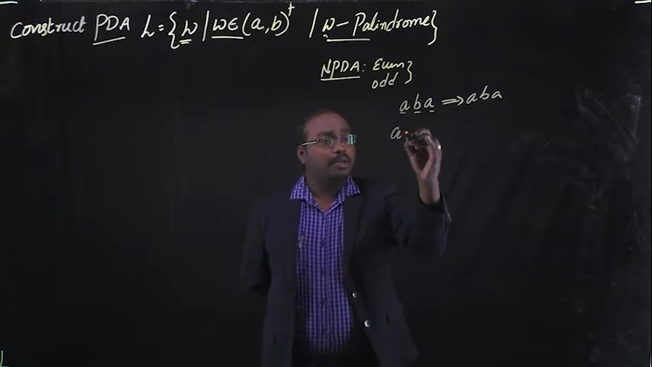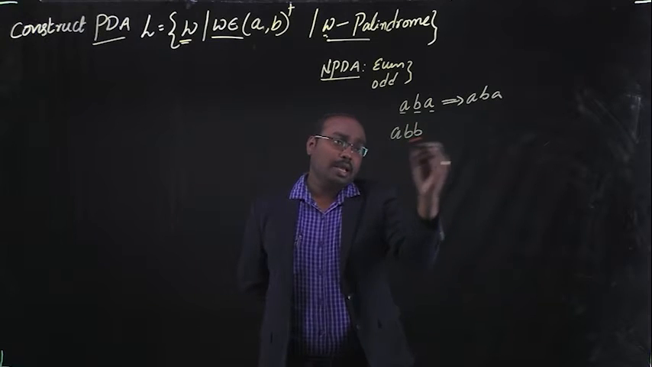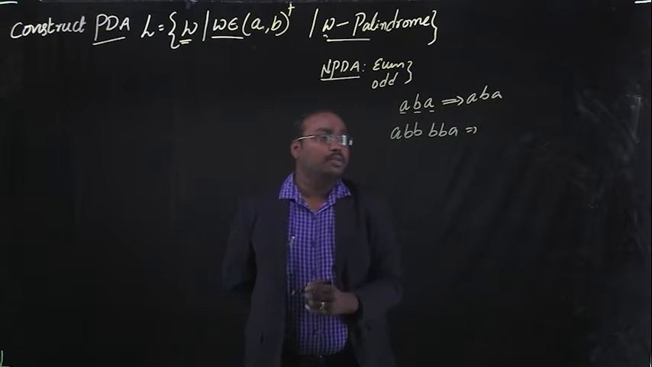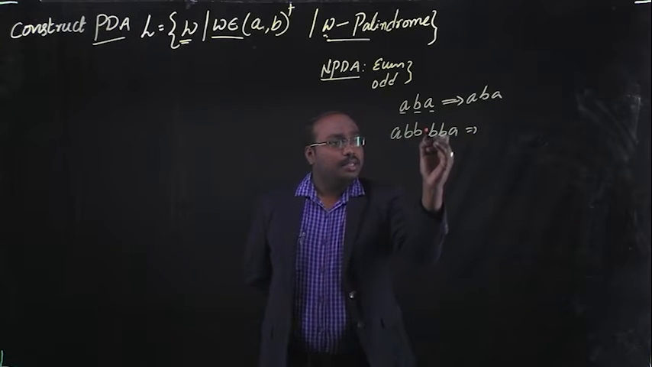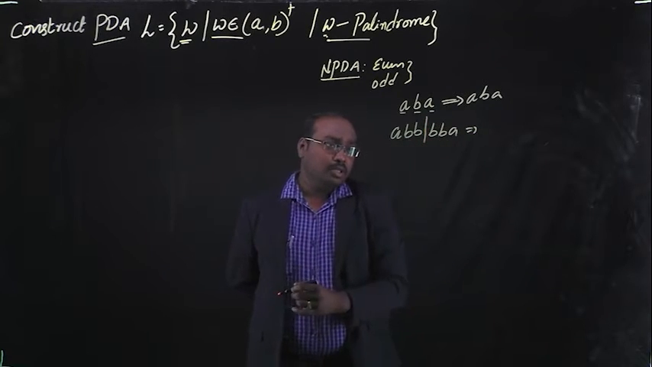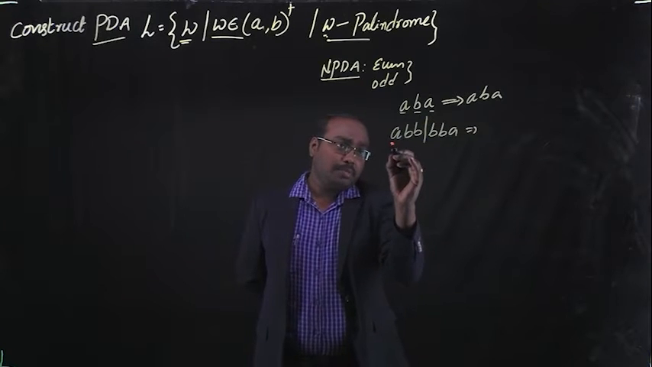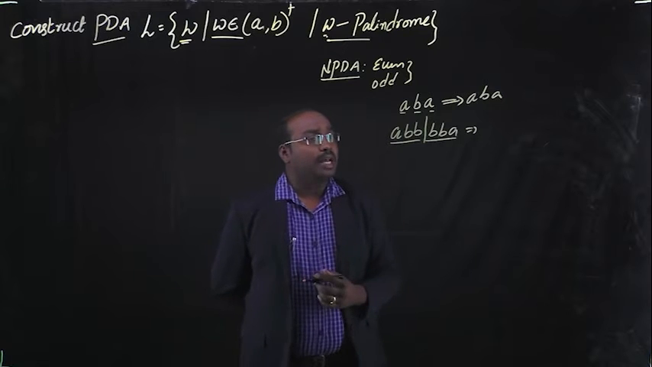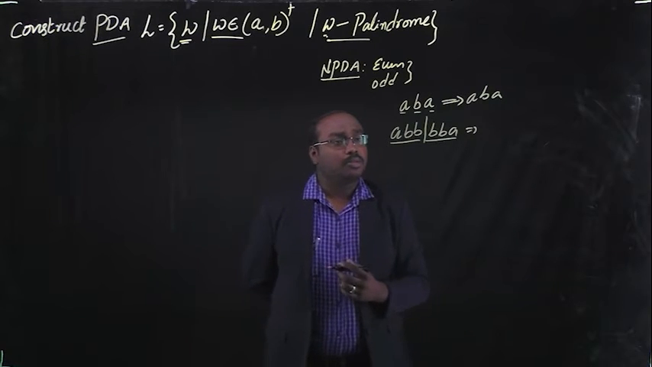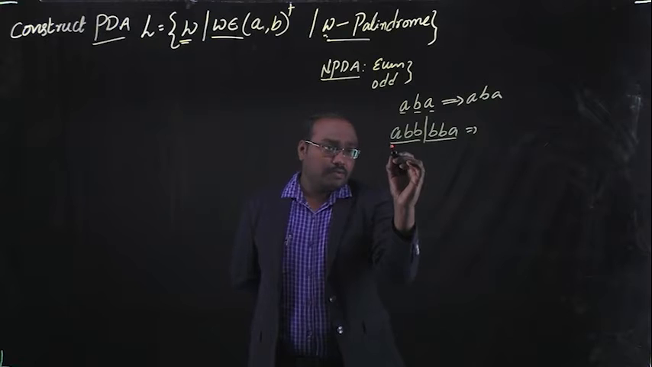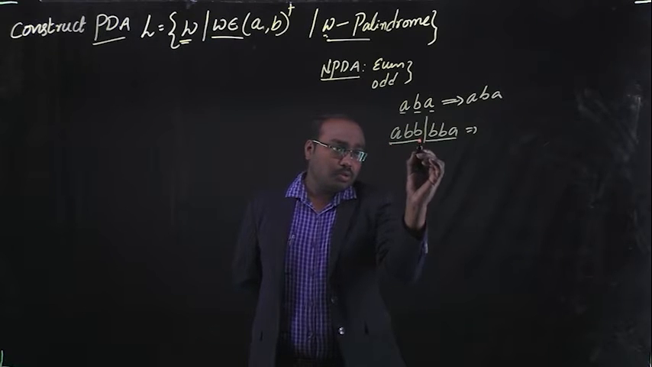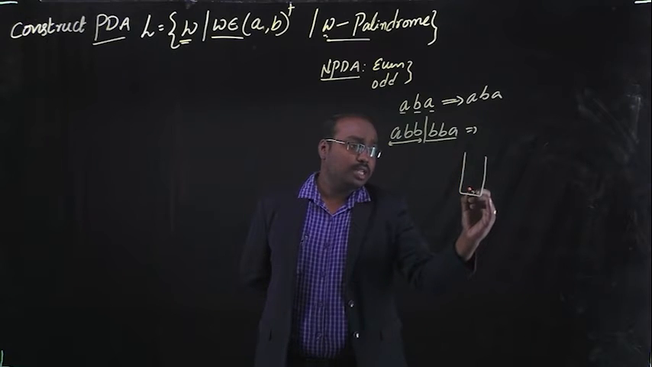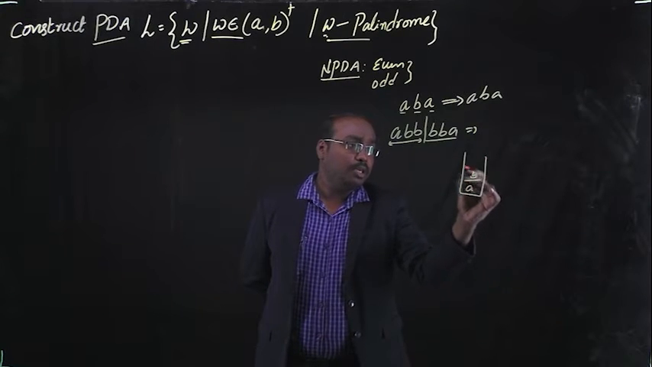And for example ABB and BBA. For this type of problem there is no middle element. Here ABB and BBA is an even length palindrome. This type of problem we can solve as follows. Up to this point, ABB we have to push onto the stack. That means ABB.